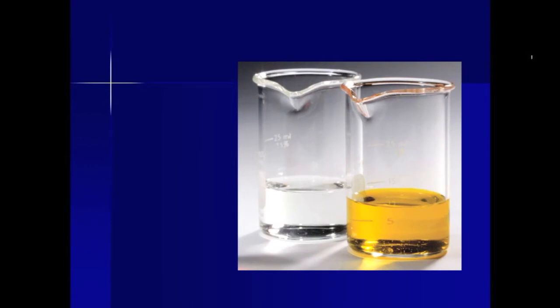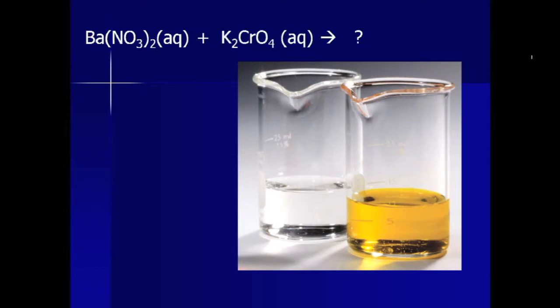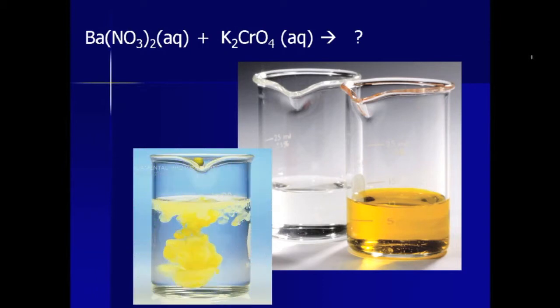The colorless solution was a solution of barium nitrate. The yellow transparent solution was a solution of potassium chromate. After mixing them, we ended up with an insoluble solid that is bright yellow.